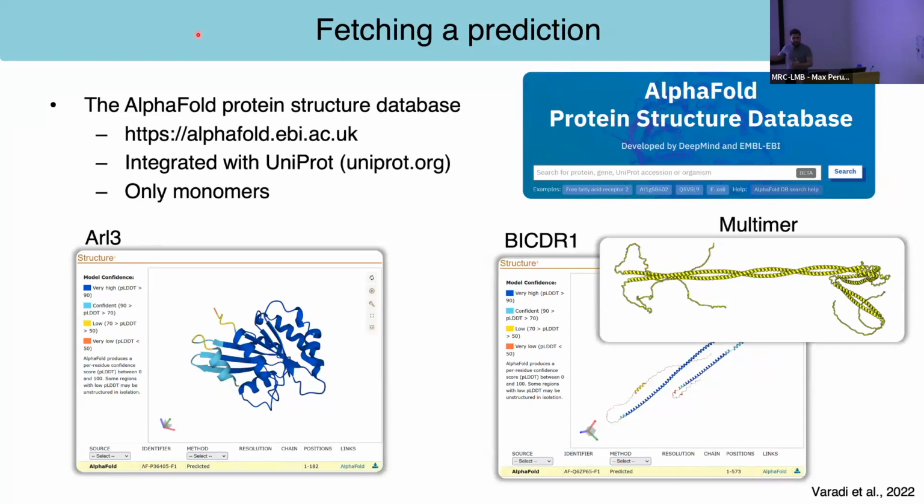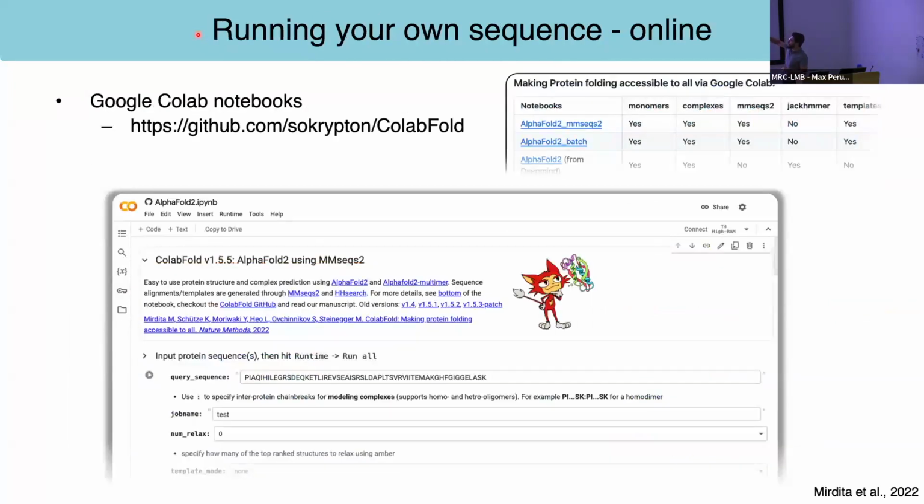So somebody might naively look at BICDR and say, oh, it's a long alpha helix, when in fact we know it's a multimer. So usually you want to run your own sequences, right? And so the easiest way to run your own sequence without much effort is to just go onto these online notebooks. So these are Google Colab notebooks, where you can just go on Google servers and put your sequence here and then hit go, and it will use Google's GPUs to run your prediction.